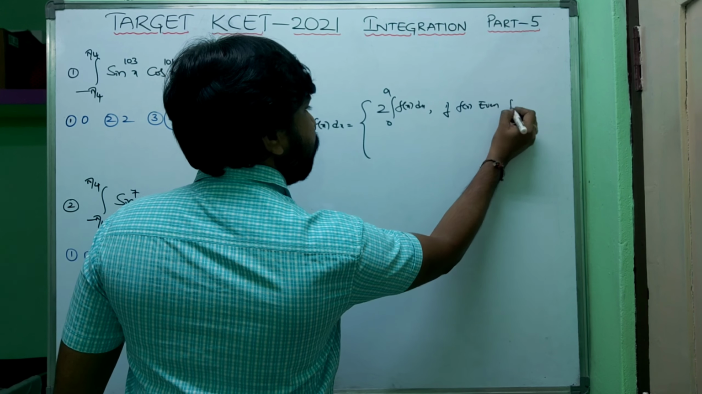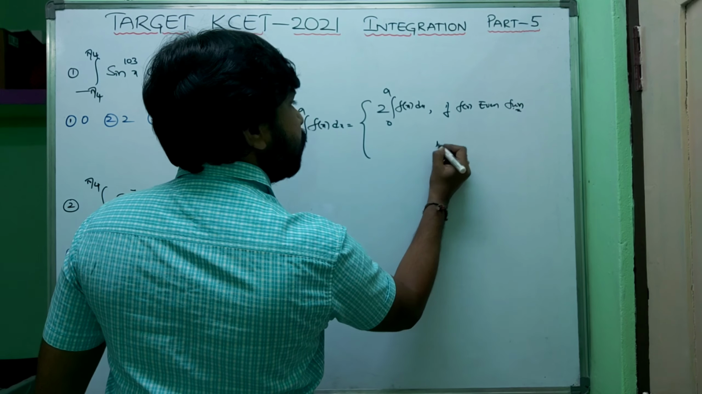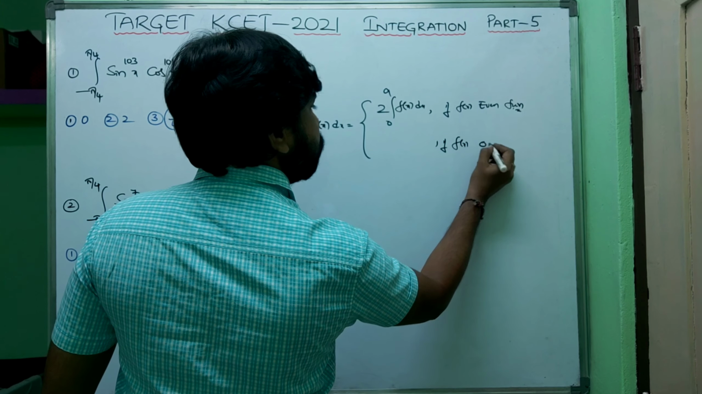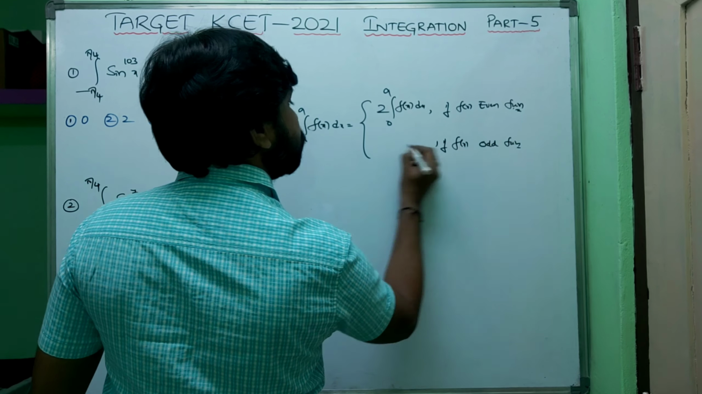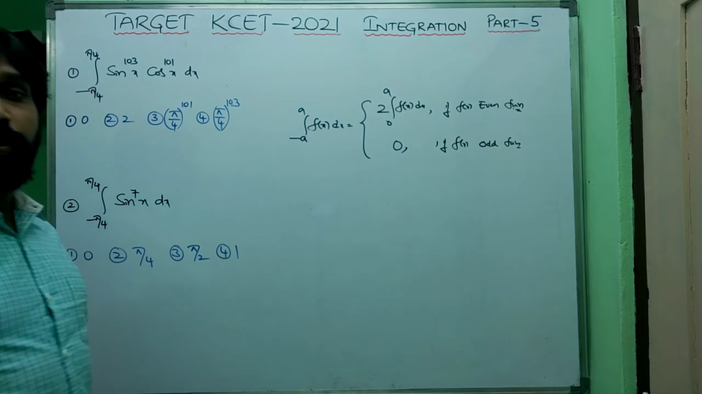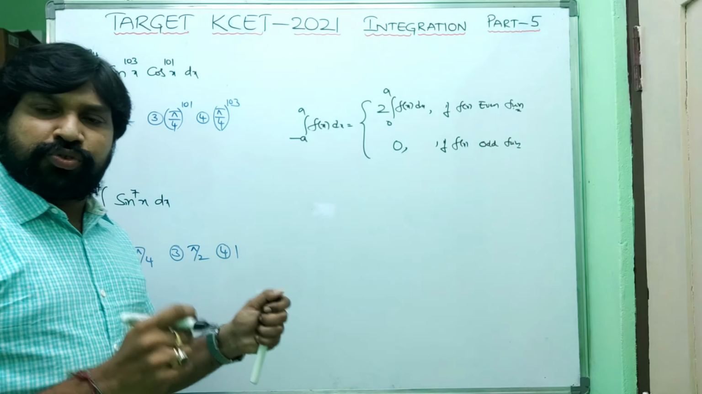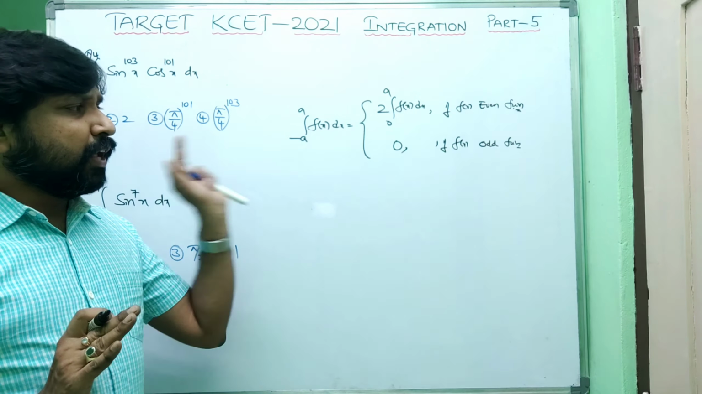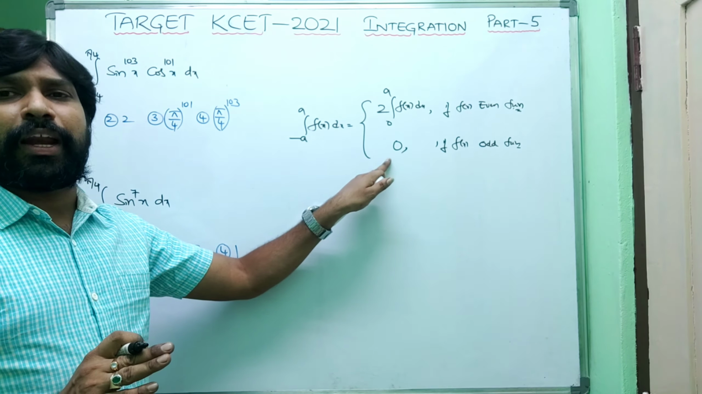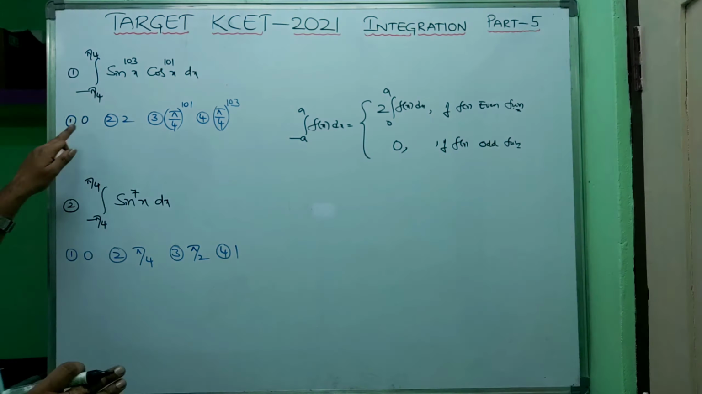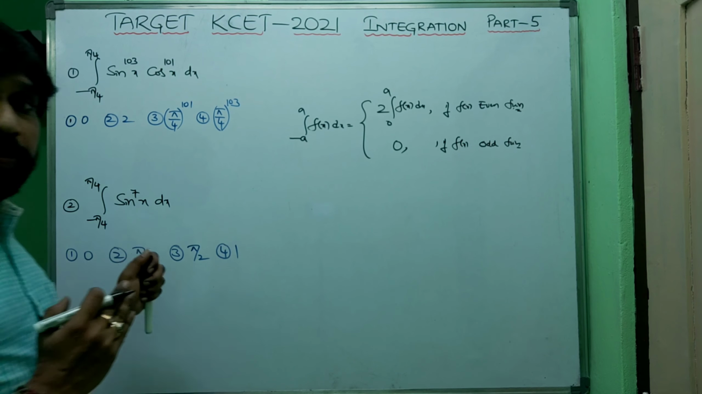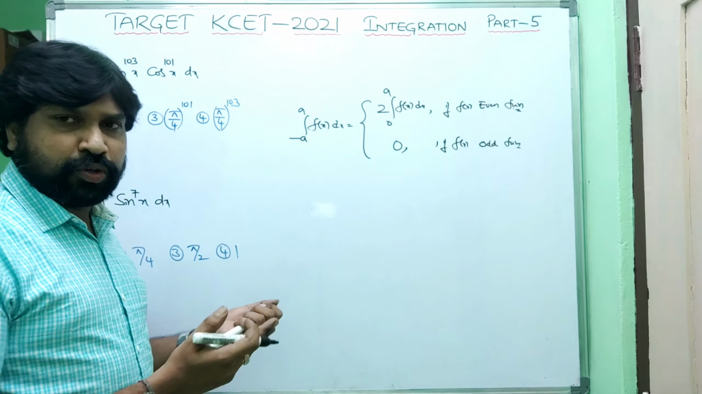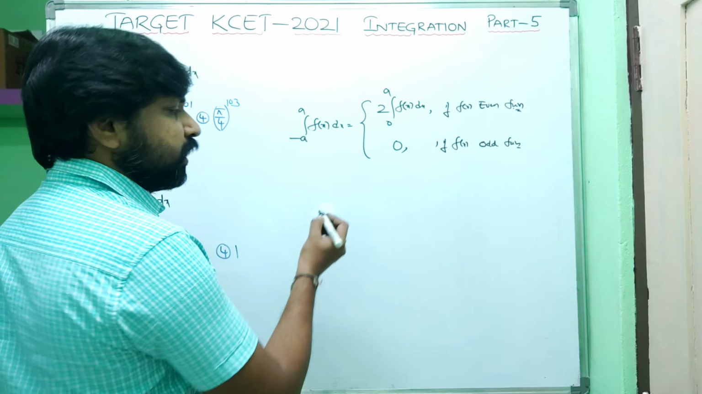If f(x) is an odd function, then you are going to get the answer as 0. So the priority is to check whether the function is even or odd. If it is odd, you get the answer directly as 0. In both options 0 is present, so there is a possibility of an odd function. Checking odd or even is very easy.